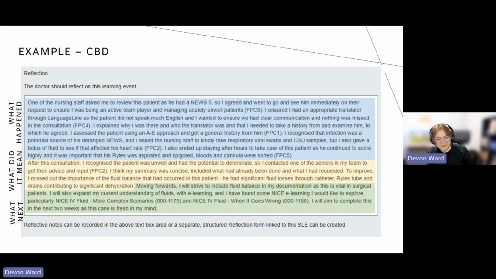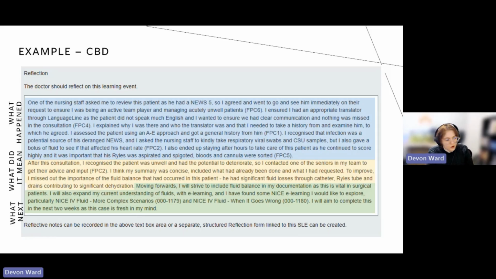This one here is a little bit more typical for what I write for a CBD, or typically for a reflection. What happened at the top? I followed that with, after this consultation, why? What did it mean to me? And I had missed, it's the one I provided earlier, I missed out the importance of the fluid balance side of it. And therefore, going forwards, what next is the bit I've put in green: well, what do I need to do? I need to start seeing the importance of fluid balances. I need to do e-learning.